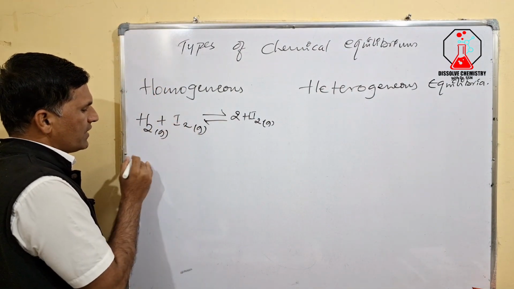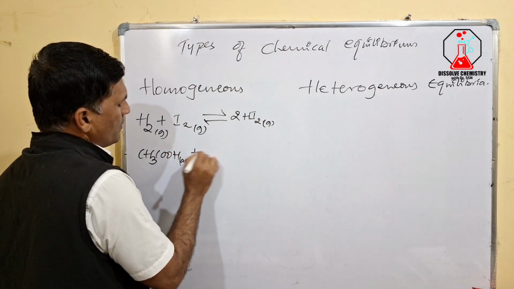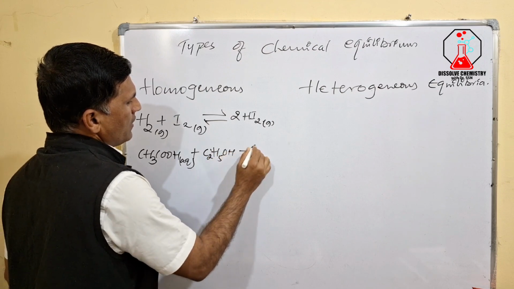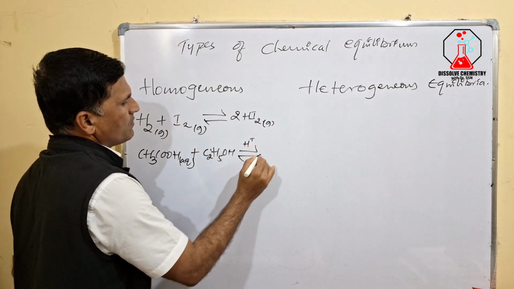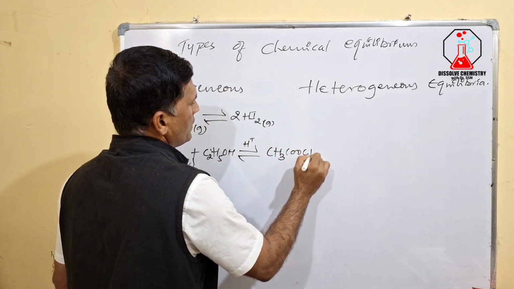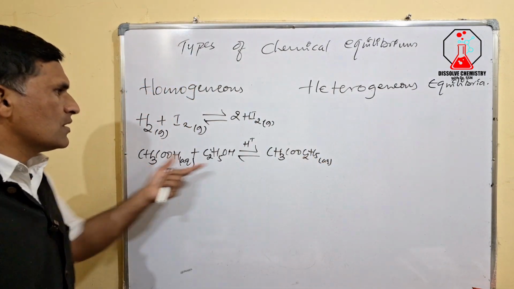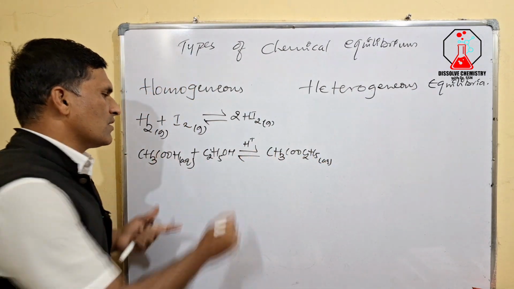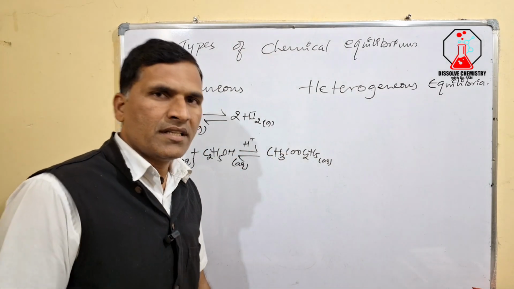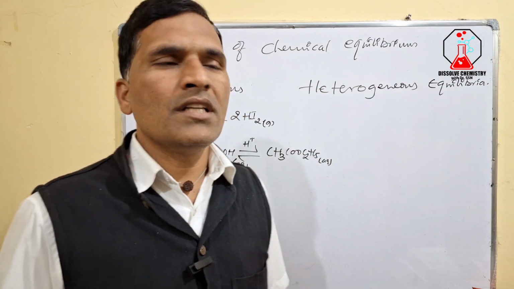Similarly, you take a single phase: CH3COOH plus C2H5OH, ethanol, reversibly combines in presence of H+ to give CH3COOC2H5 in aqueous medium. Single phase means all are present in the aqueous medium and establish an equilibrium. Therefore it is also an example of homogeneous equilibria.